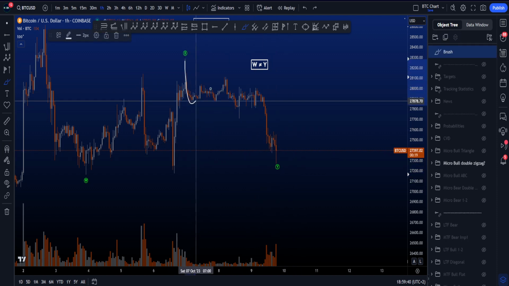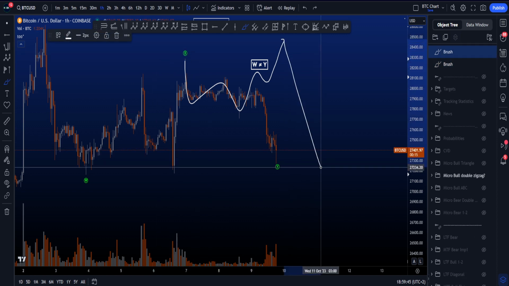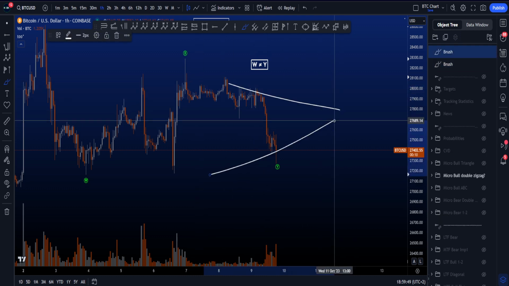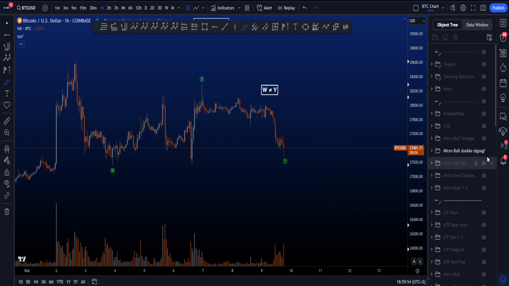So a potential flat could have been ABC, move to the upside, take the high over here, and then seeing a 5-wave move down. But that's not what we got. Wave Y can also be a triangle, but at the moment that doesn't make sense. So therefore this scenario does not look very probable.